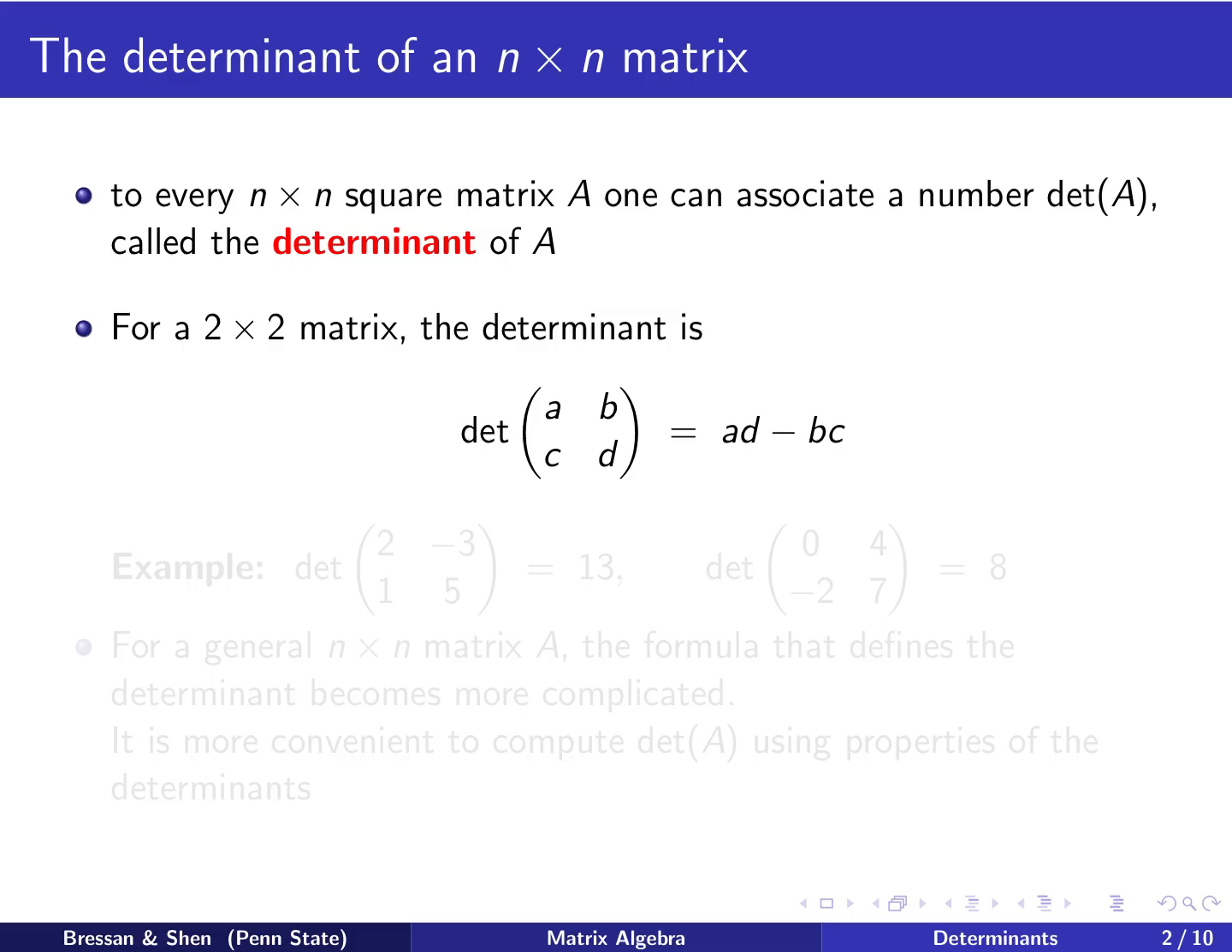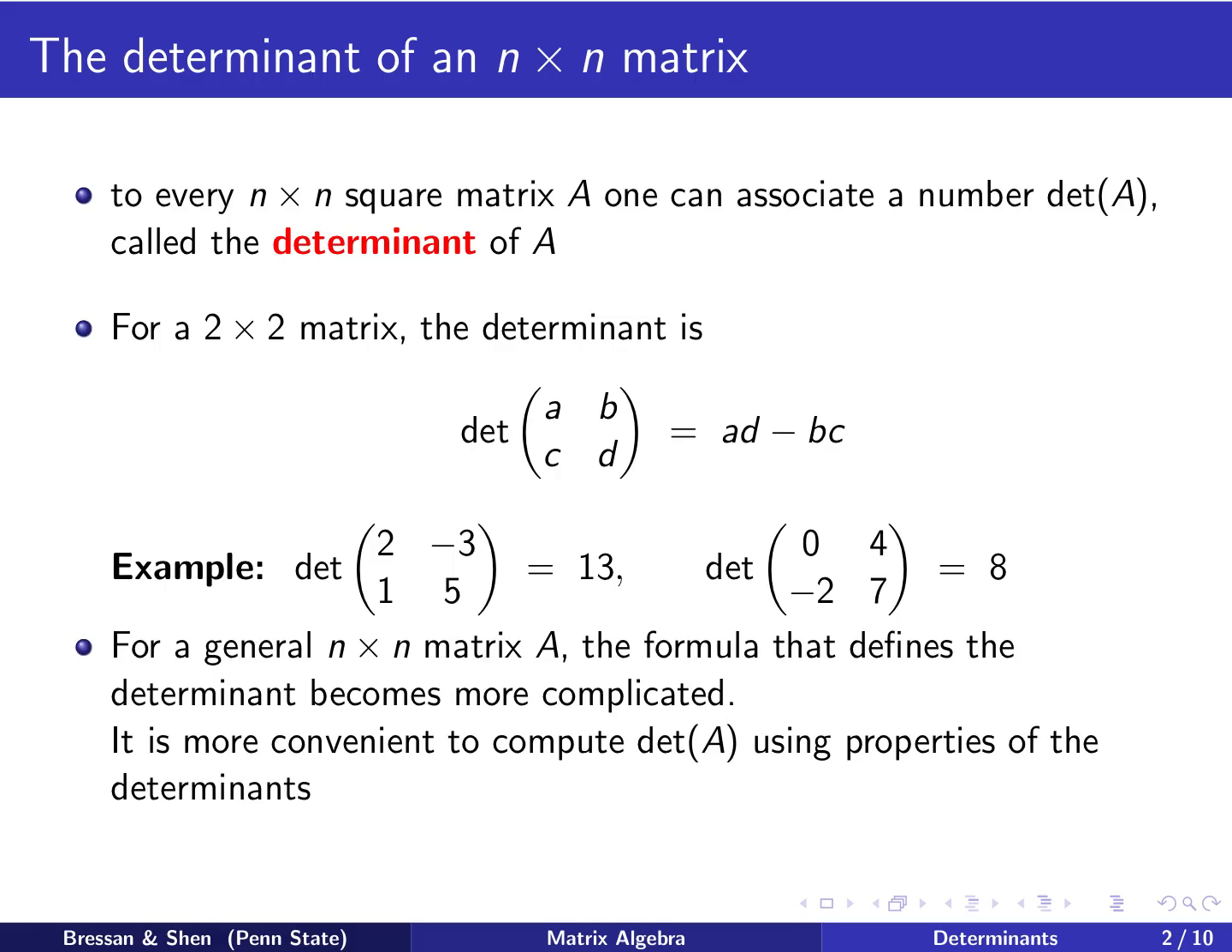And for a 2 by 2 matrix, this determinant is computed as follows. The determinant of matrix A in this form will be A times D minus B times C. So you can think of this diagonal product minus that diagonal product. Some quick examples: if the matrix is like this, then the determinant would be 2 times 5, 10, minus negative 3, so plus 3, so you get 13. And this one would be 0 times 7, that's 0, minus negative 8, which is 8.